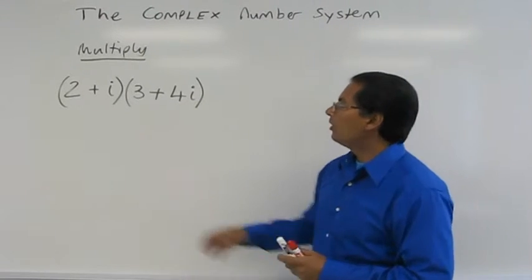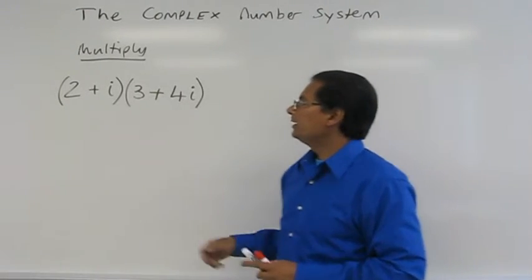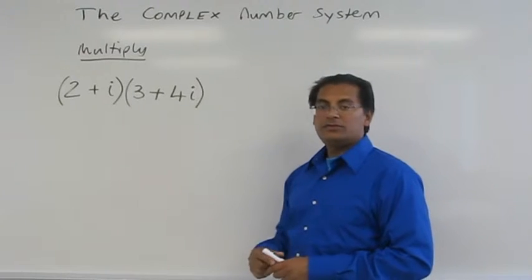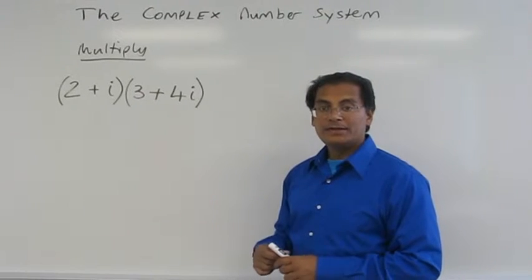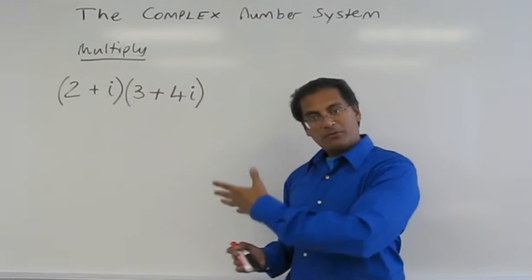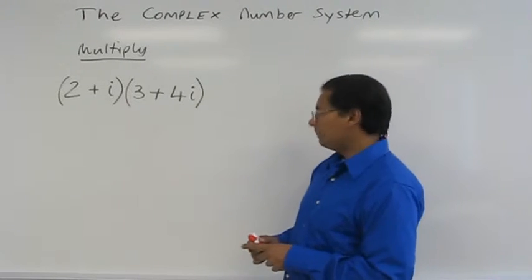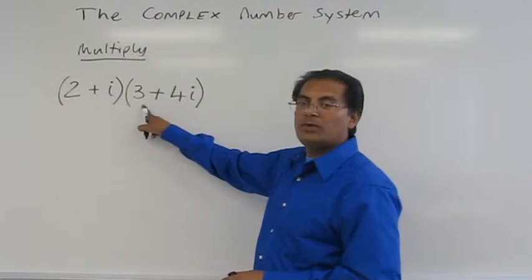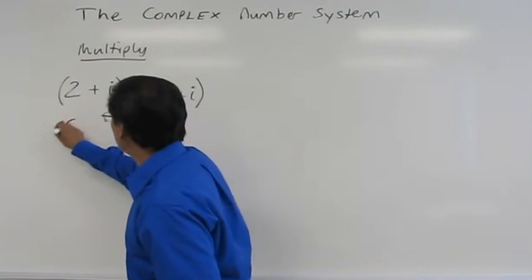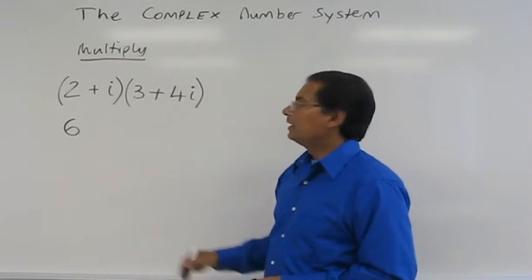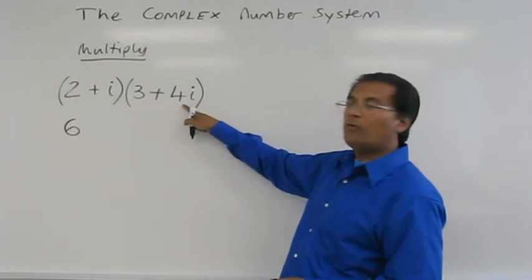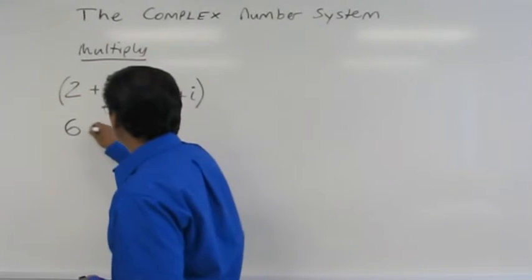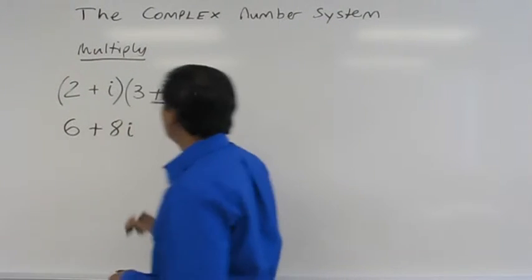Now here we're given two complex numbers to multiply, and if you didn't know i was the imaginary number, you'd think this is two binomials and we're going to FOIL it. Well, actually you can FOIL this as well, even though i is an imaginary number. So let's see how we do that. We'll get 2 times 3 gives me 6. That's the first. And then the outer, 2 times 4i, gives me 8i. So we have plus 8i.